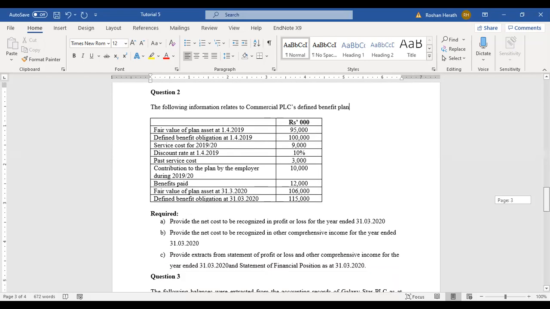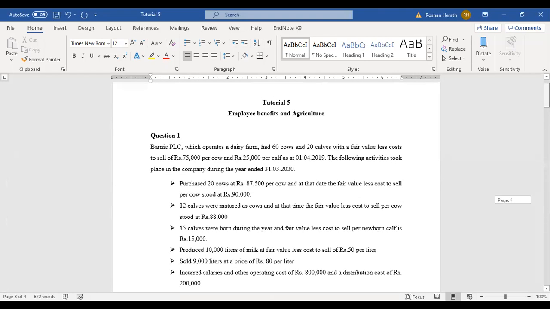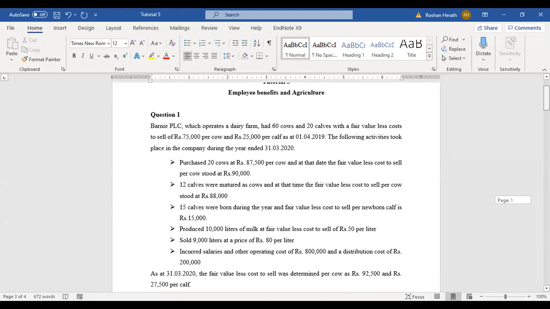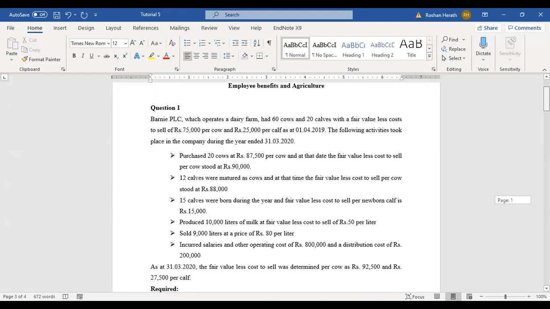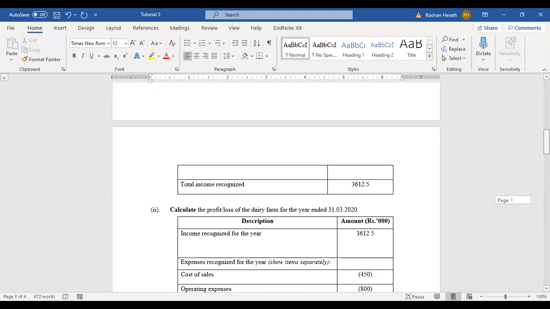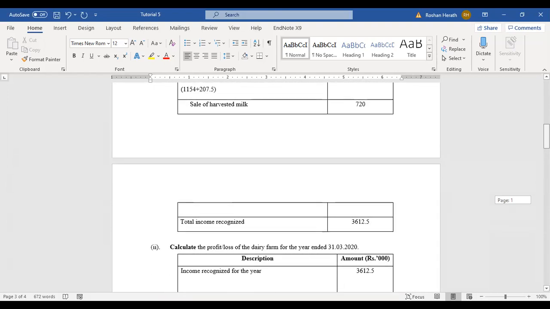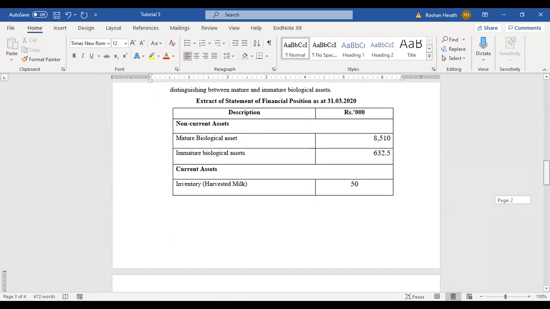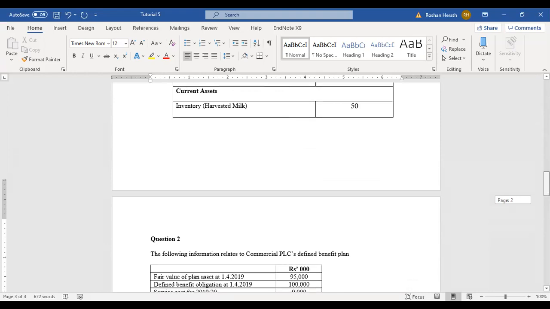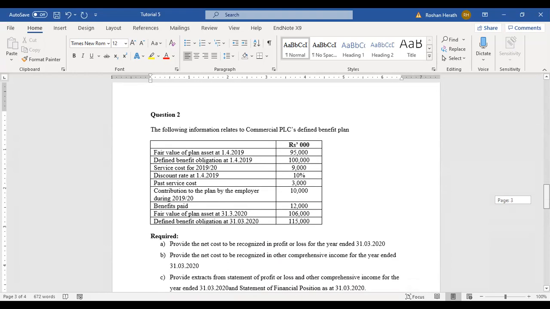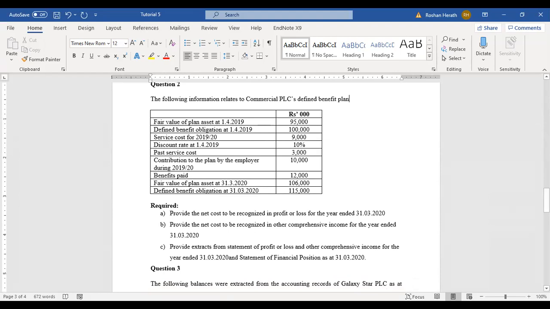With that note, let us move on to question number two. In the last class, you can remember that question number one was based on the agriculture standard, LKAS 41, and we managed to discuss that. Today we are focusing on LKAS 19, employee benefits. In that, I have taken a very important area, the defined benefit plans.